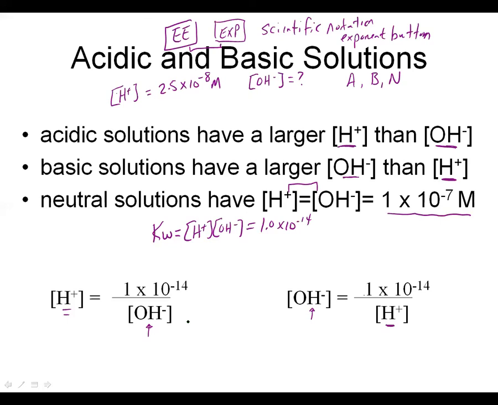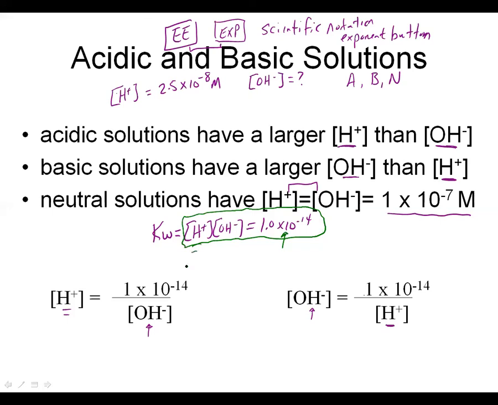Okay, so let's take a look and see how we're doing. First off, you always have this equation, and that is a constant, that number, that 1 times 10 to the minus 14. So you always have that number available to you if you ever need to do any of these calculations, say in the textbook or whatever you may come across, and they just give you the H plus concentration or the OH minus concentration.